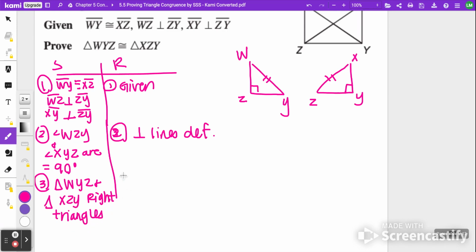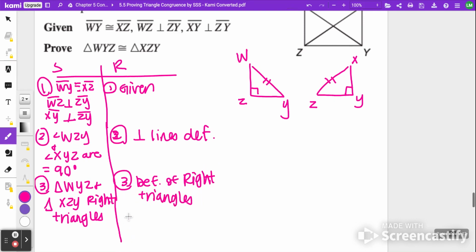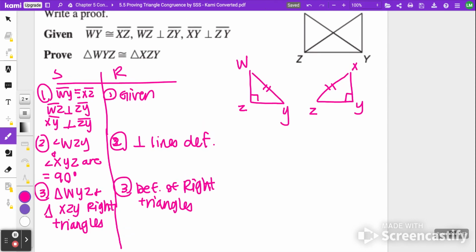Again, I'm giving you every possible reason. You don't necessarily have to use all of these. These are just good starting points. So, definition of right triangles. Okay, because I know these are right triangles, that also means at least the other sides are going to be equal. But I also wanted to show you this.